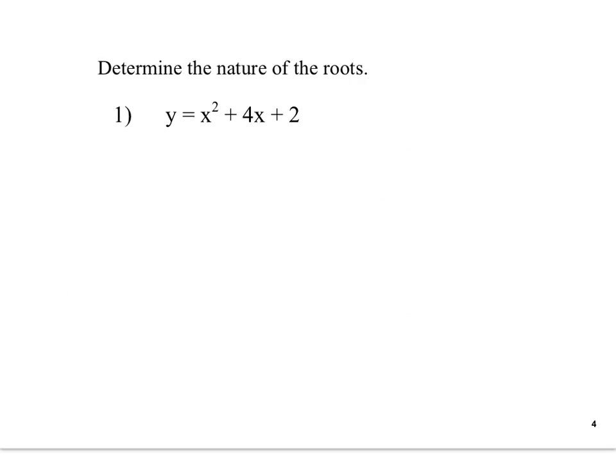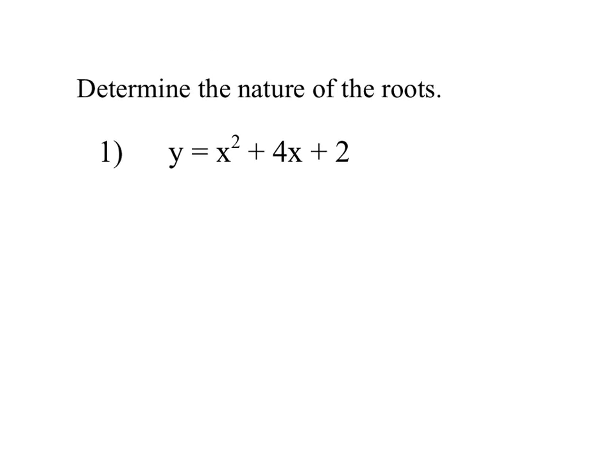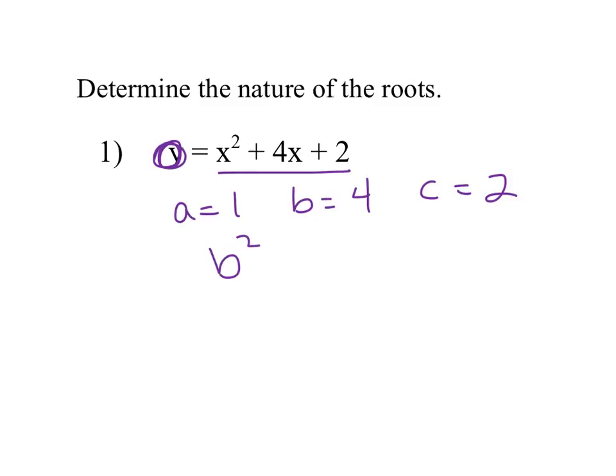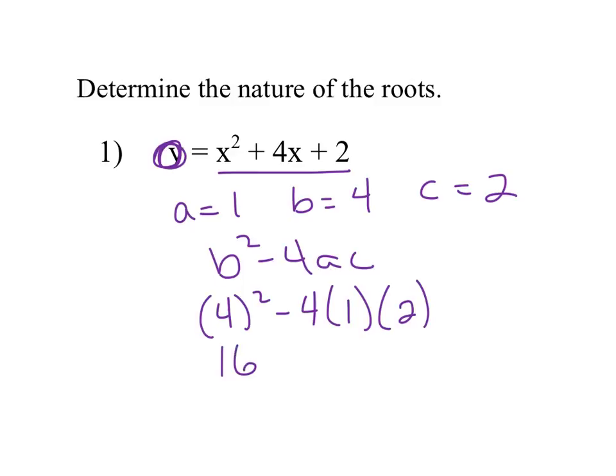So how do we do this? Okay, we take the same A, B, and C that we always did. Y is 0, so these are in order. So A is 1, B is 4, C is 2. And we simply plug it into the b squared minus 4ac. We don't need the whole quadratic formula, we just need a piece of it. So b squared minus 4ac. So this is 16 minus 8, so this is 8. We look at it, it's positive.